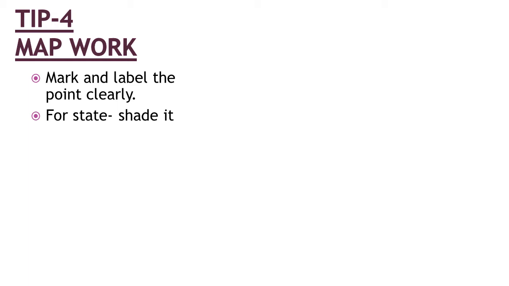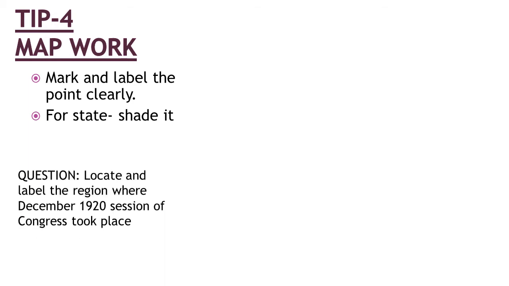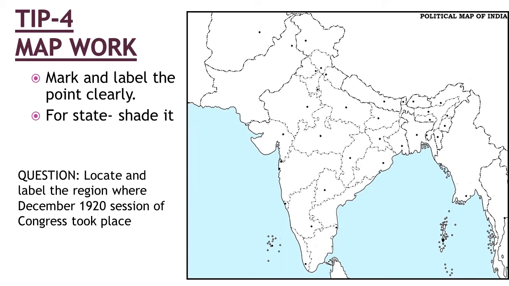Next tip is regarding map work. Mark and label the point clearly on the map. If you have to mark a state, shade it. For example, the question is locate and label the region where December 1920 session of Congress took place. Now the answer is Nagpur.